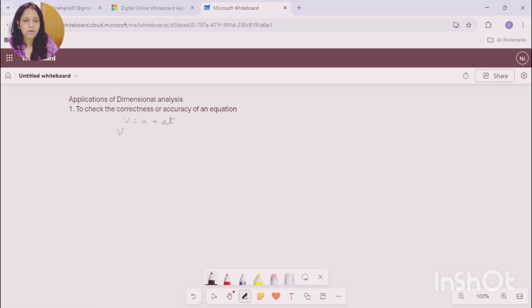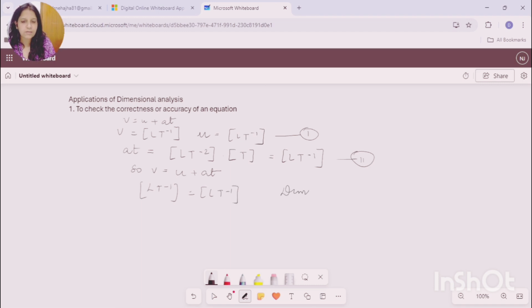The dimensional formula for velocity is LT minus 1 and U is also equal to LT minus 1. If I write the dimensional formula of AT, A is equal to LT minus 2 into T, which will finally give you LT minus 1. So V is equal to U plus AT. When you substitute the dimensional formulas, you will get LT minus 1 is equal to LT minus 1. Hence, this equation is dimensionally correct.